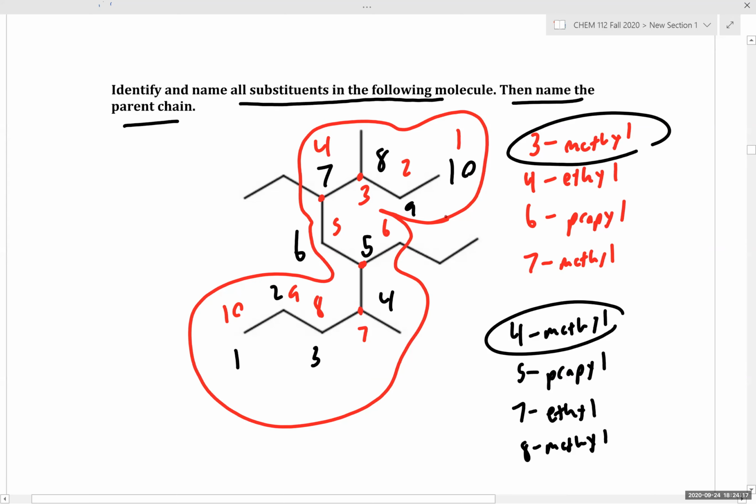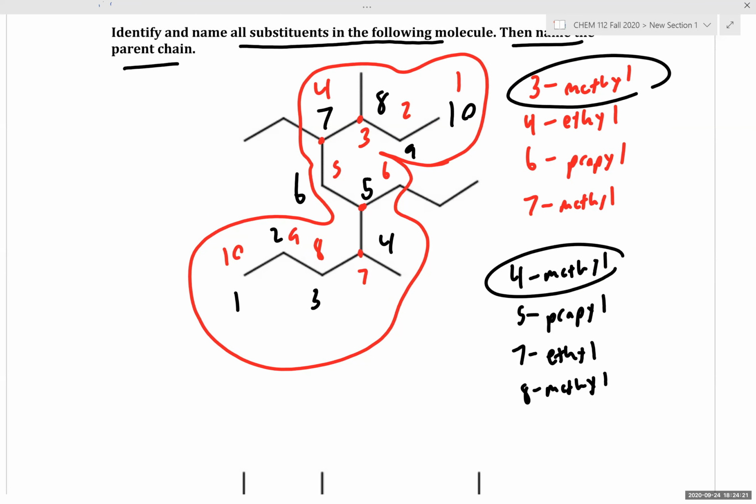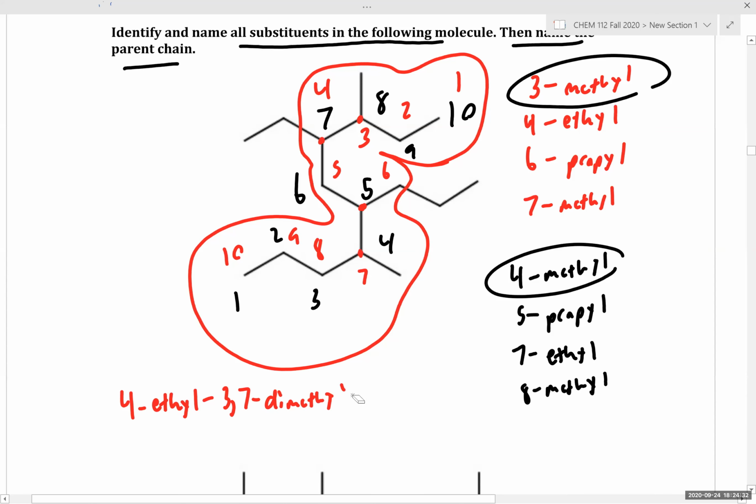So here's our chain. Let's number it now. So we'd call this 4-ethyl, 3,7-dimethyl. Because remember, if we have 2 of the same substituent, we use a prefix. So this would be 3,7-dimethyl, 6-propyl decane.